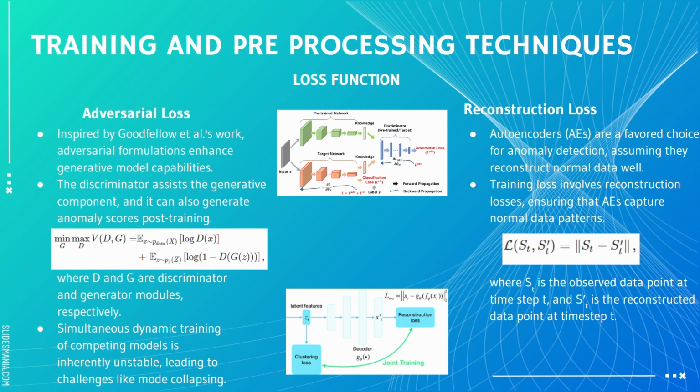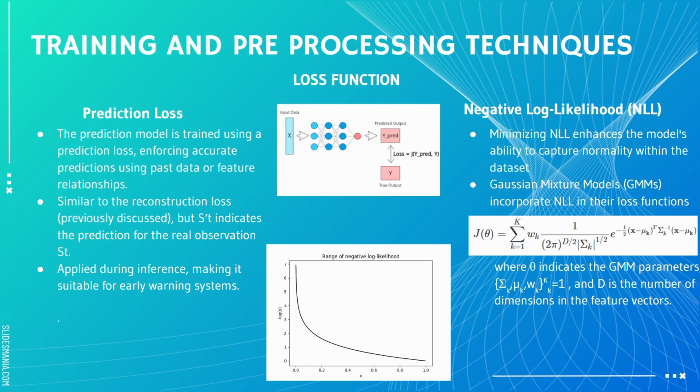at a timestamp. Now we will discuss prediction loss, which enforces accurate prediction using past data or future relationships. Prediction-based approaches compare predictions with real observations. So it is similar to reconstruction loss, but here the prediction is created and tested against the real observation history. It's applied during inference generally, and it's suitable for early warning systems.